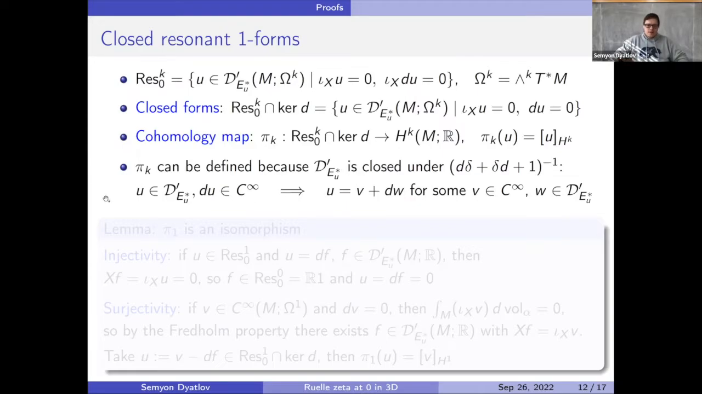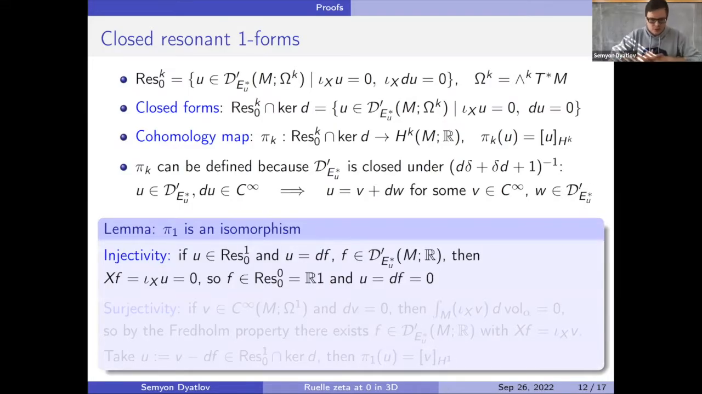But more specifically, if I have any current in D prime U star, and it's closed, or more generally, du is smooth, I can always decompose it as a smooth closed 1-form, for which the usual de Rham cohomology class makes sense, plus d of a rough form in the same class.